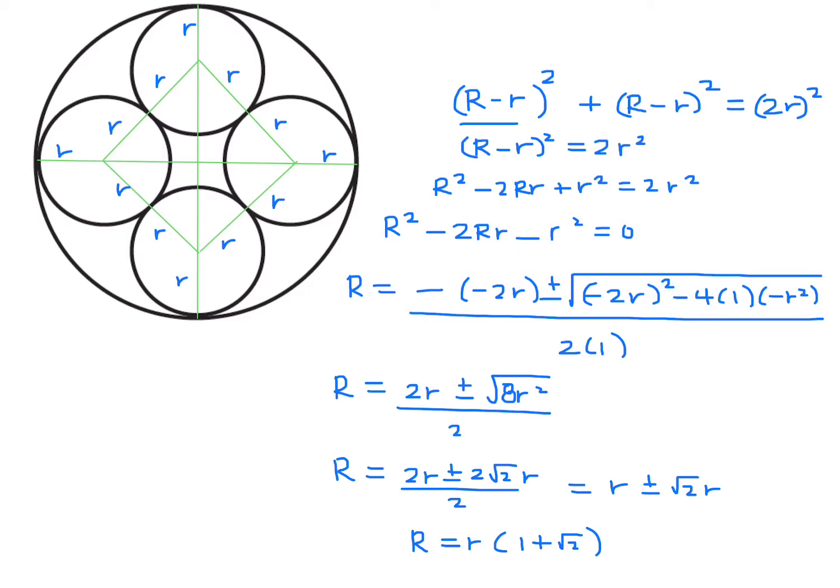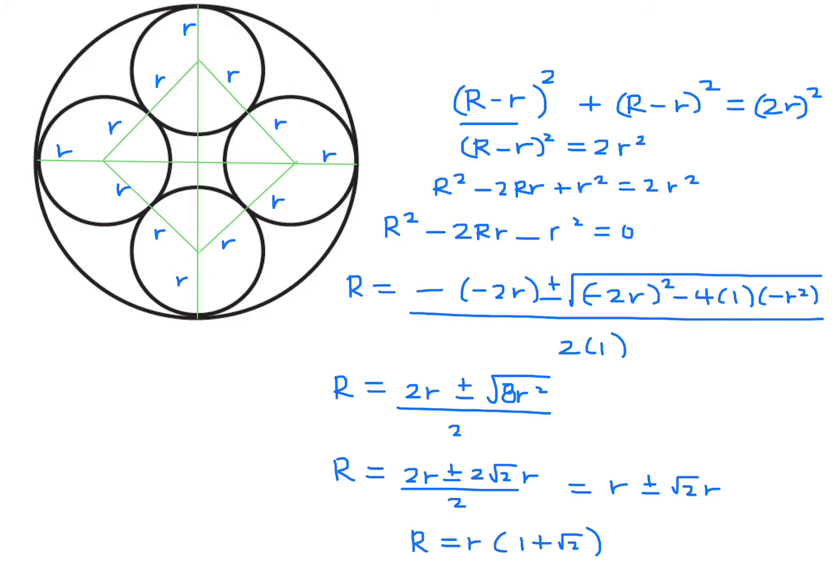The reason it can't be negative is because if I did negative, it would become a negative answer. So this is the only possible answer. All right, perfect. We got a relationship between small r and big R, and now we can calculate the ratio.